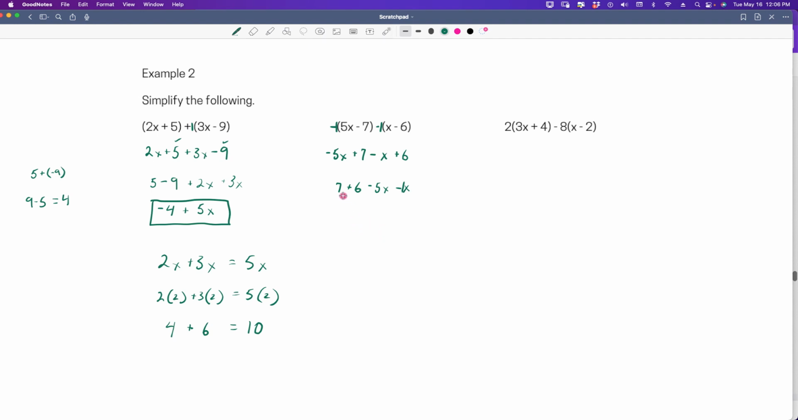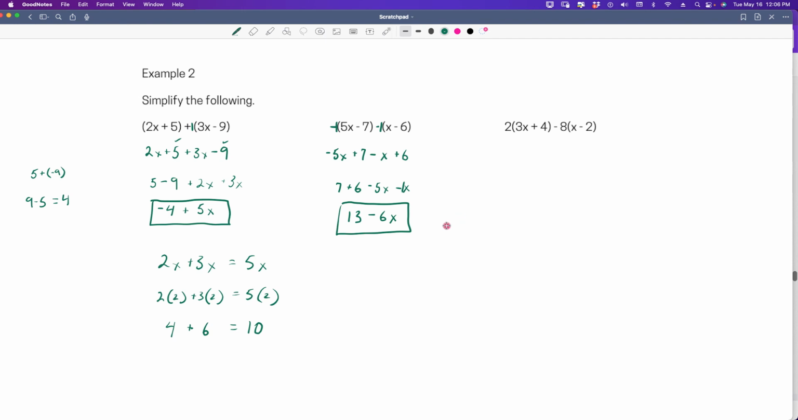So now I can combine like terms. 7 plus 6, that's going to be 13. And I have a negative 5 and a negative 1x. Because they're the same sign, I can just add the number and keep the sign. So negative 6x. And that would be the answer to this problem.